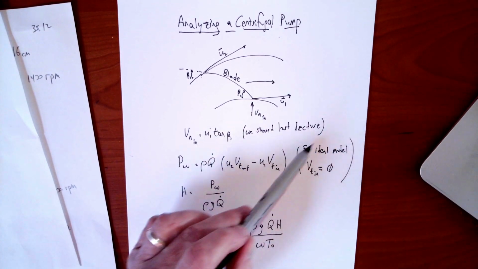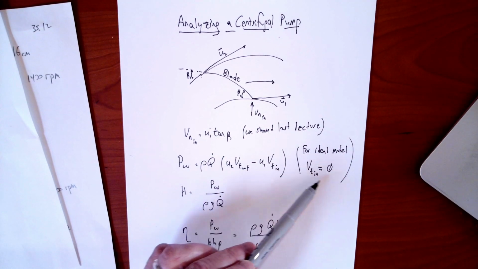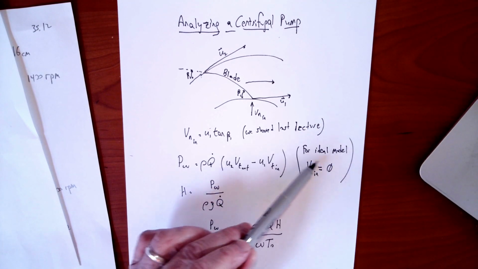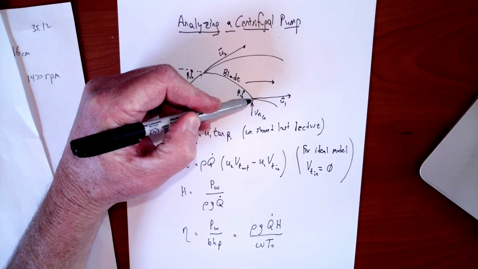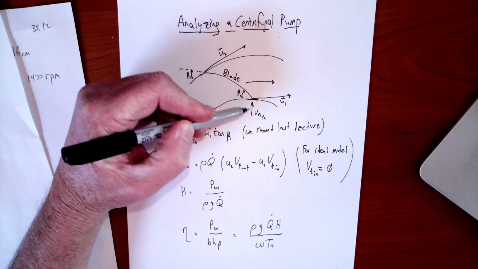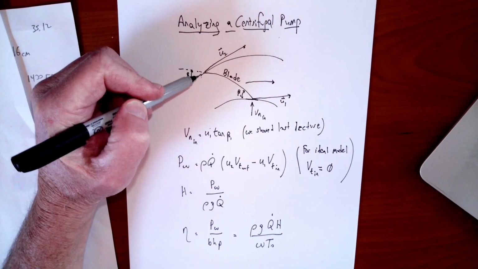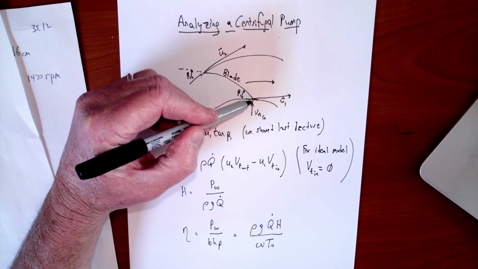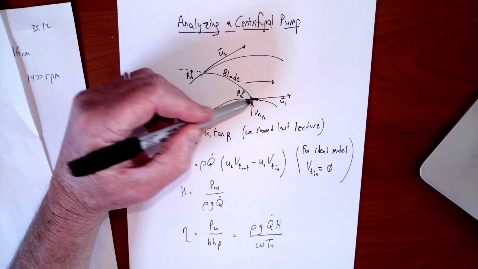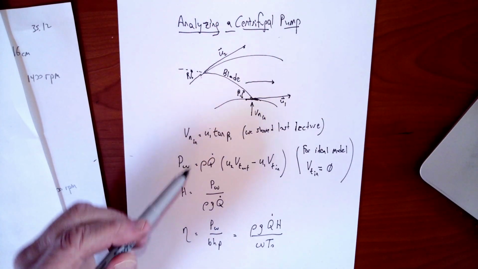For the ideal model that we're using, there is no VT in, that is, there is no tangential velocity at the inlet. All the fluid is assumed to be coming in perpendicular to the surface that defines the control volume, where the blades are actually functioning. So the fluid comes in perpendicular to this surface here, and then it's pushed by the blades.